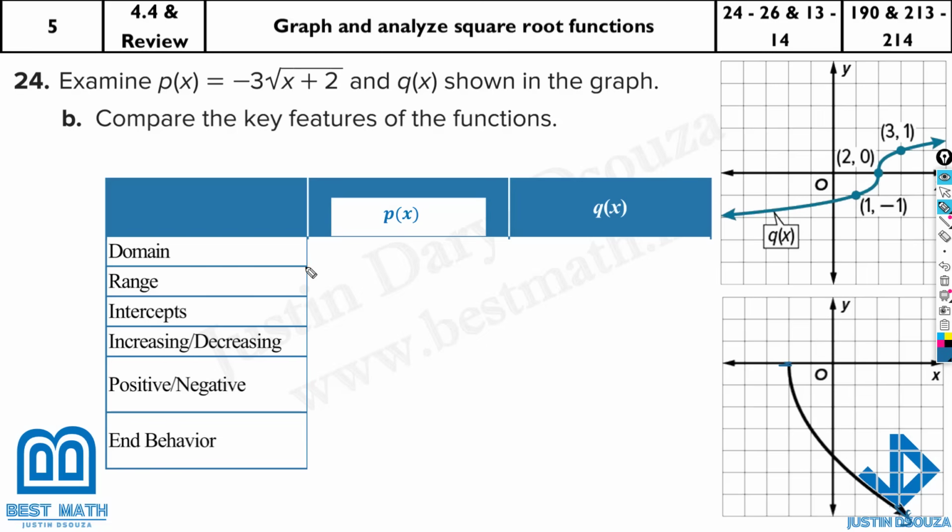Now let me show you how to write it. You can write in different ways. After all, it's the writing exam, isn't it? So first, let's do the p of x. That is this one which we graphed just now. The domain is not all real numbers. Domain is always for a square root. Make this greater than or equal to 0. X plus 2 must be greater than or equal to 0. So x is greater than or equal to minus 2. So domain is x must be greater than or equal to minus 2.